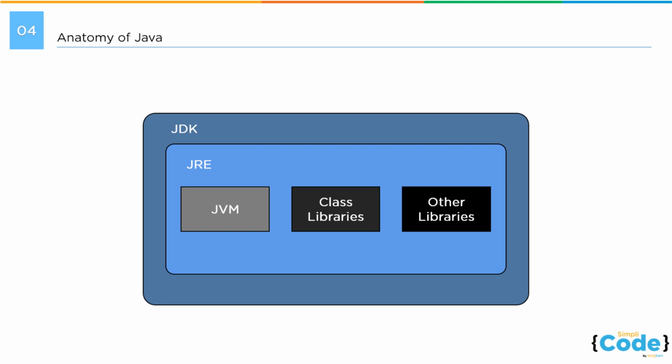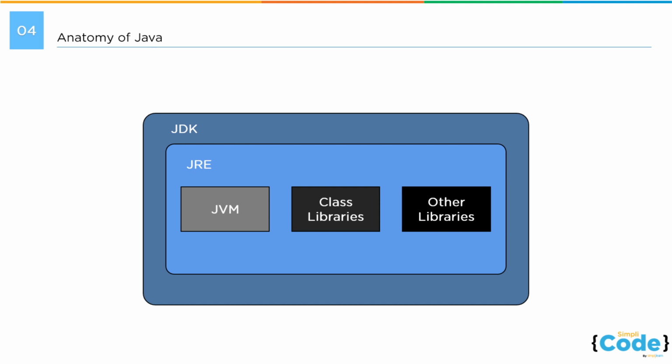Then there are other supporting libraries as well, which your program may be using. For example, if this .class file is a calculator program, then it might be using a square root function from the java.math package. So how does the java.math package get supplied at runtime? It would be supplied by the other supporting libraries which are present inside the JRE.